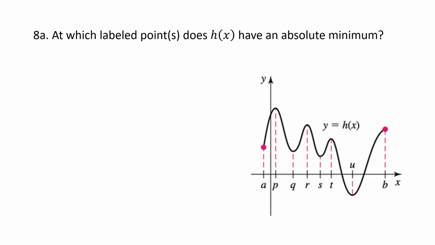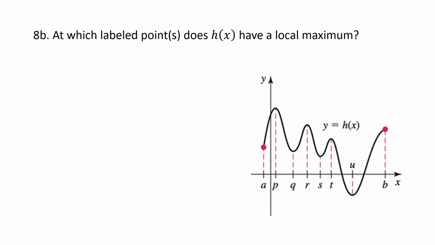Okay, so this problem is a graph of h, right? So the function h is the graph that we see. So when we're asking for absolute minimum, this is the graph that we're going to be looking at. Absolute minimum is pretty easy to spot. It's just the lowest possible y value, which in this case is right here at x equals the letter u. So that would be my answer to this one.